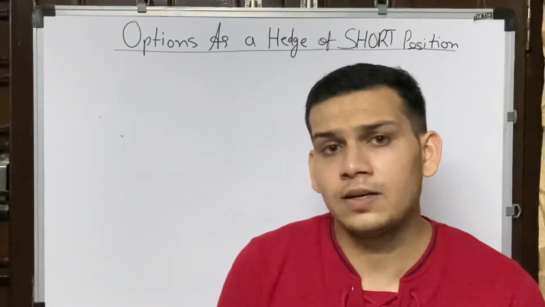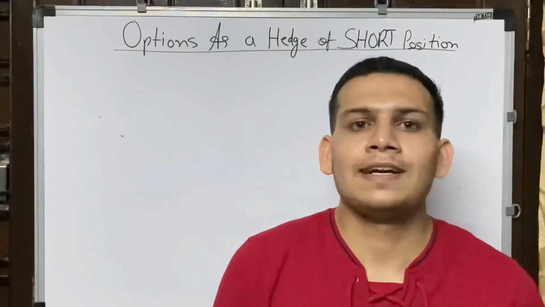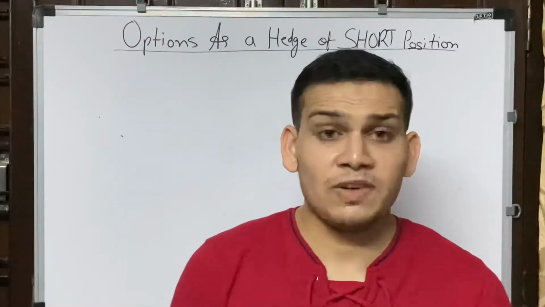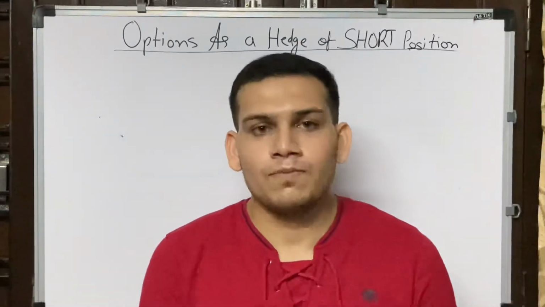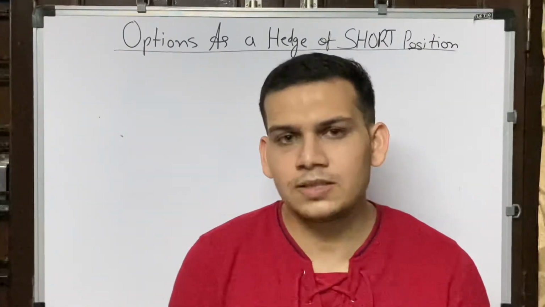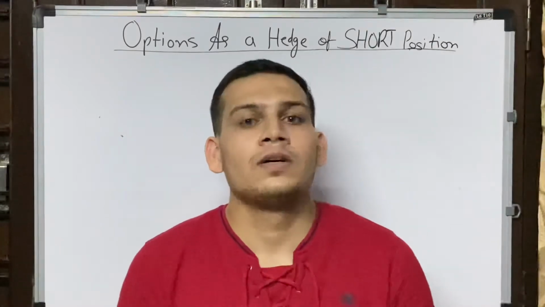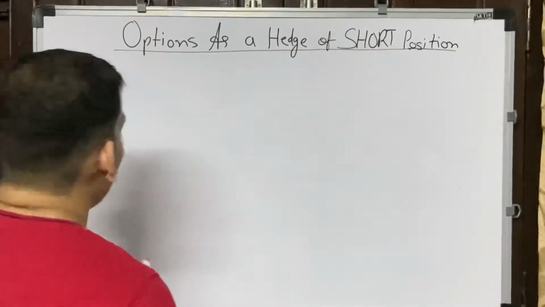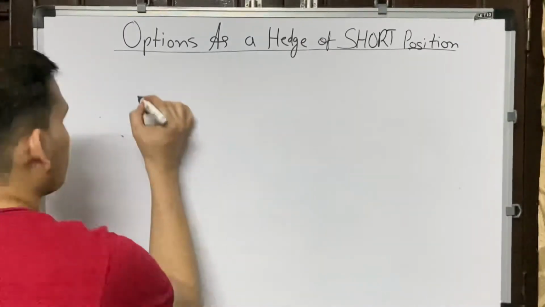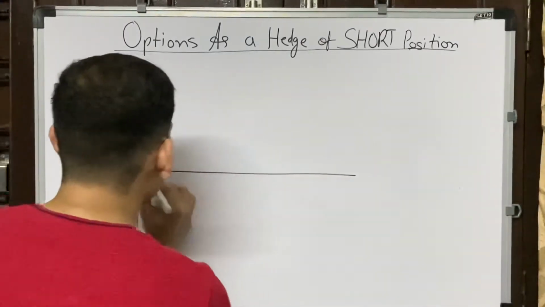Now you have a fear that it may not go down to 90 and it may even go up, in which case you have to buy it at a higher price and then pay it back to the lender. So in such a case you want to cover your upside because you already have a short position. Let's see what happens if you have this short position.